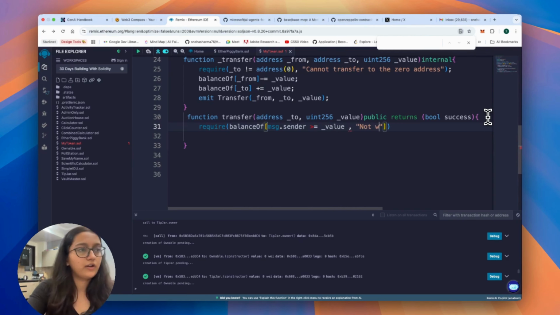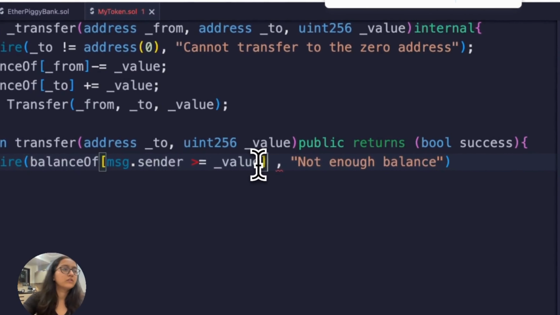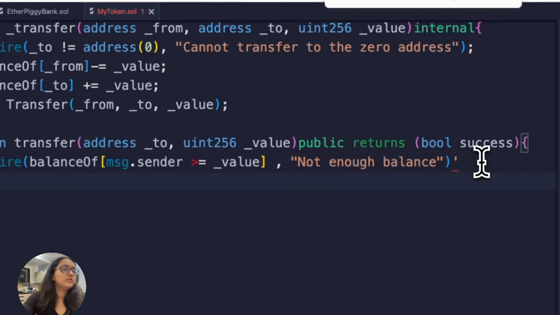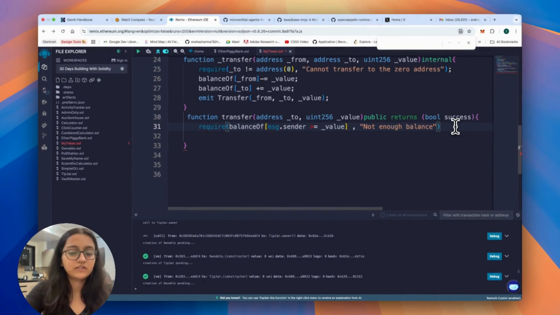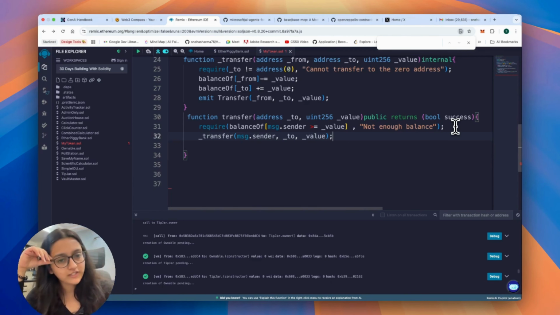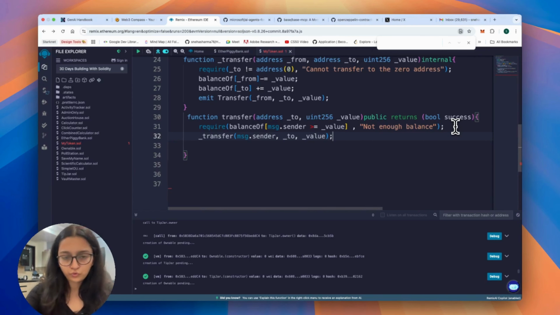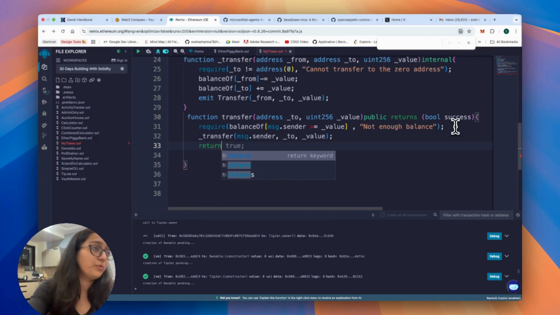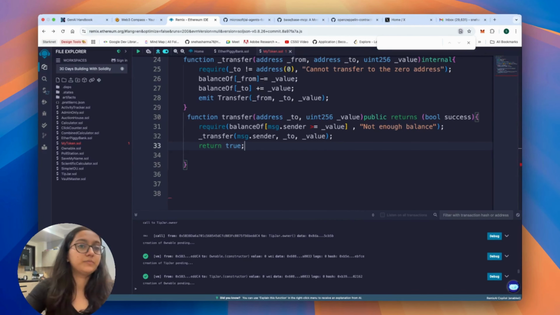Great, you're rich. Otherwise we say, hey, not enough balance. And then we say, okay, let's just call the transfer function. If I call the underscore transfer function, then msg.sender is the from address, and then underscore to is whoever we are sending it to, and the value is the same. And then we return true if it works perfectly fine.